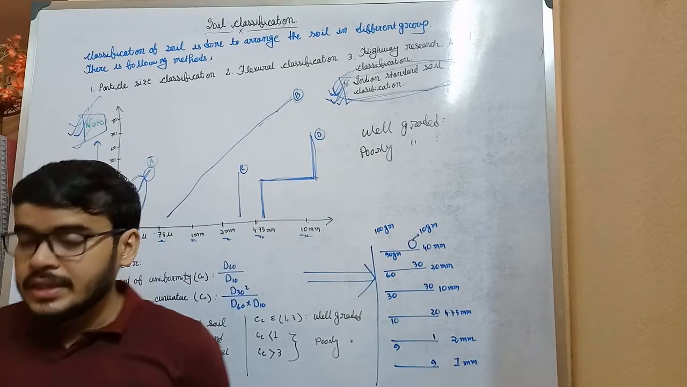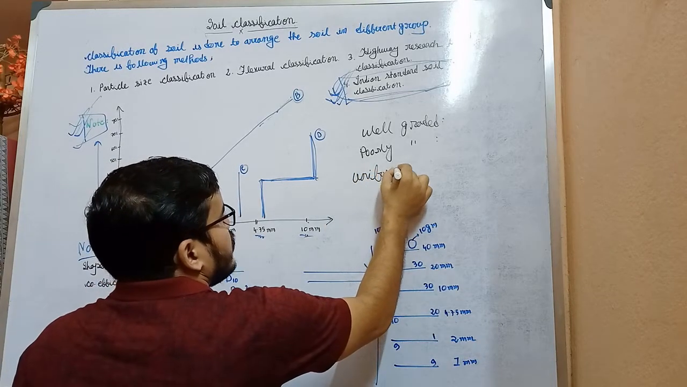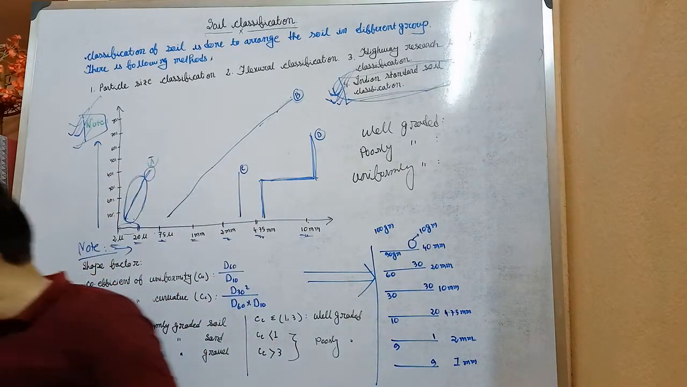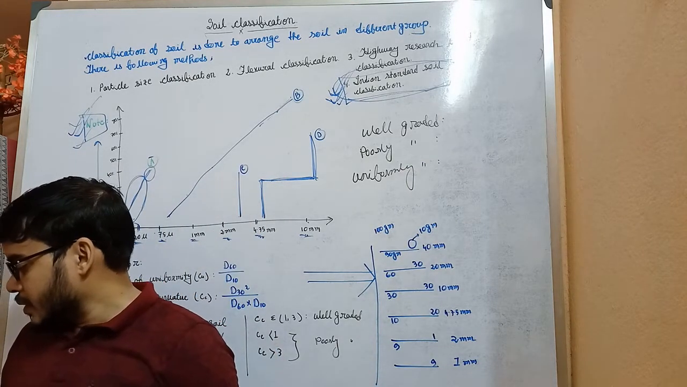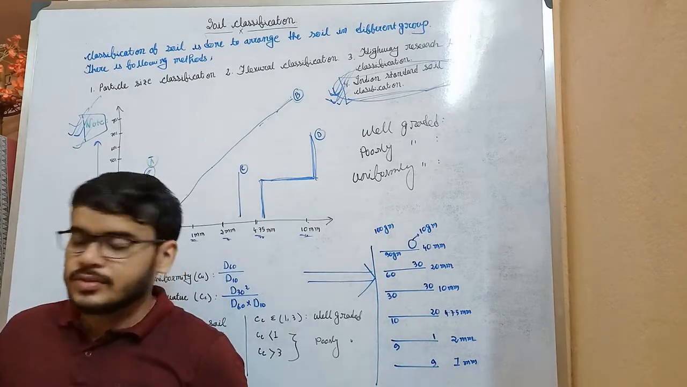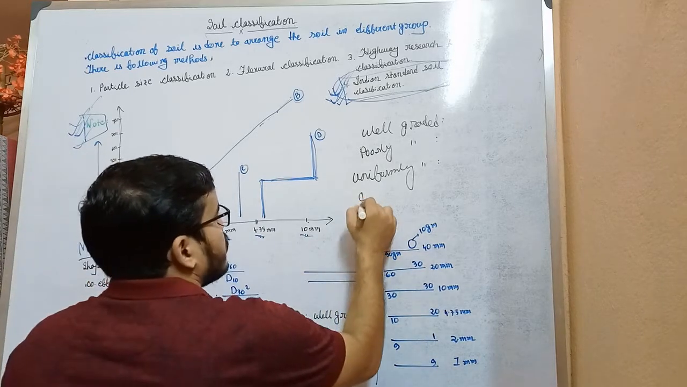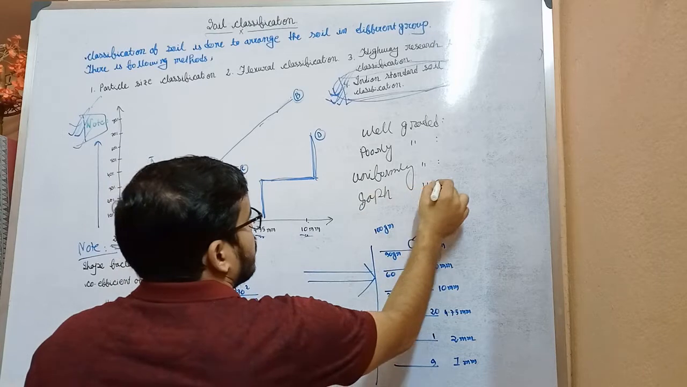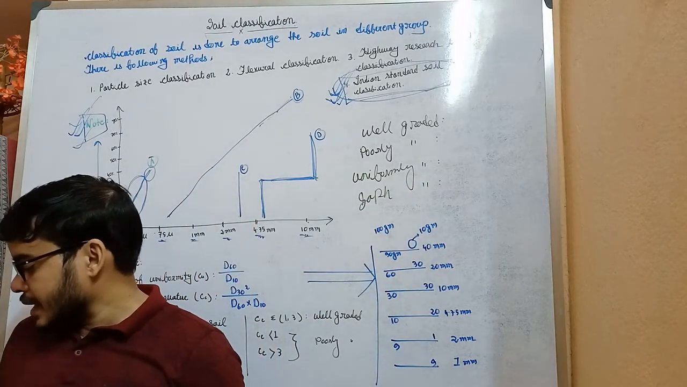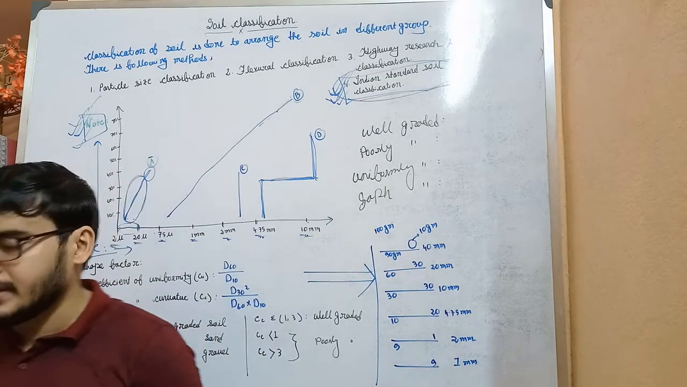Next, uniformly graded soil. If the soil has only one size of particle, it is known as uniformly graded soil. And last, gap graded. If certain sizes of particle are missing from the soil, it is termed gap graded.